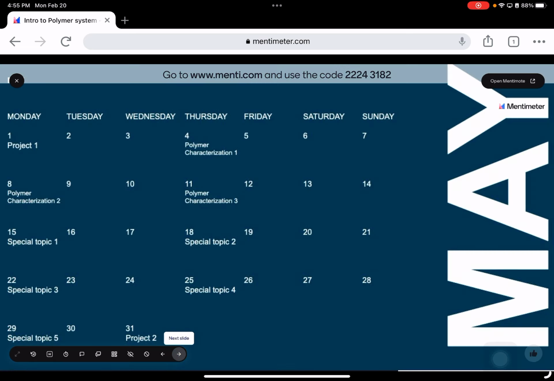And then we have our project here. We have 2 projects, or maybe later we can see whether 1 project is enough or we need 2 projects. Okay. It depends on your score actually. If we need more, we can have more projects. And then polymer fabrication, special topic.